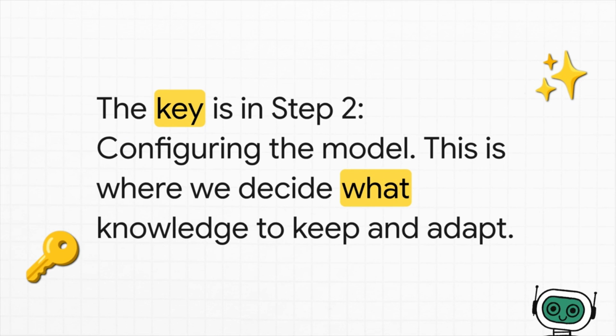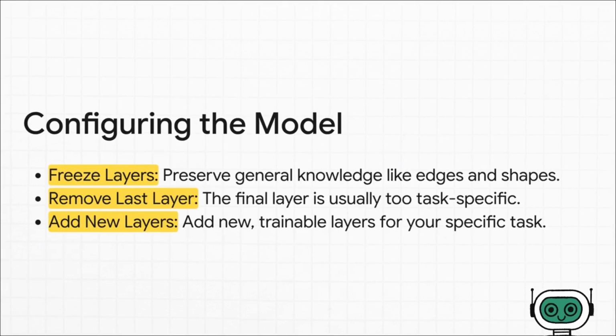Now that second step, configuring the model, is where the real secret sauce is. This is where you make the critical decisions about what knowledge to keep and how to adapt the model for its new purpose. This usually involves three key moves. First, you freeze the early layers of the network. These are the layers that have learned to detect really basic things like edges, colors, and textures. That knowledge is almost always useful, so you lock it in place. Next, you remove the very last layer of the original model, because that part is way too specialized for its original task. And finally, you add your own brand new trainable layers at the end. These new layers are the only part that will learn from your specific data.